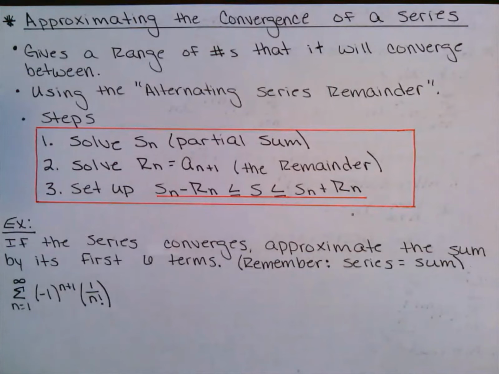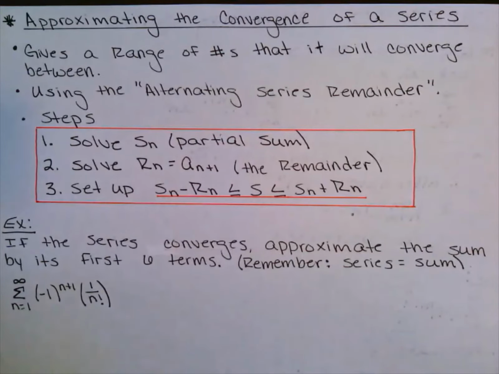You'll notice that on most of these questions that we have been looking at, except for the geometric, we only determine whether it converges or diverges. We haven't necessarily found out what it converges to, what number, okay? So what we're going to see next is, even if we can't figure out what number it converges to, we are going to be able to find a range of numbers that it'll converge to, okay? And we're going to use the alternating series remainder to do this.